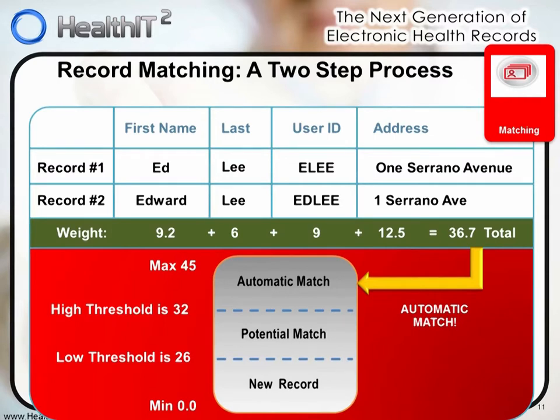So for example, in first name, a few things are happening. One, we're going through a phonetic engine, but we're also going through a dictionary match to, in this case, recognize that Ed and Edward are different forms of the same name. So in this case, it's going to give it a score of 9.2 out of 10. We next go to last name, in this case, Lee and Lee. We have an exact match, so it gave it, in this case, a 6.